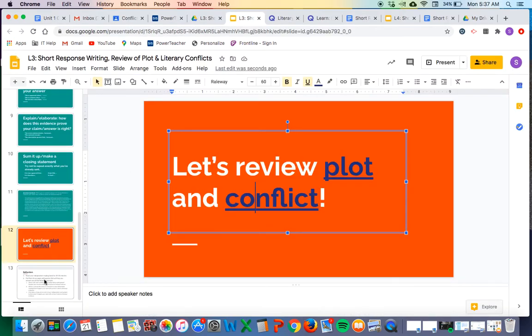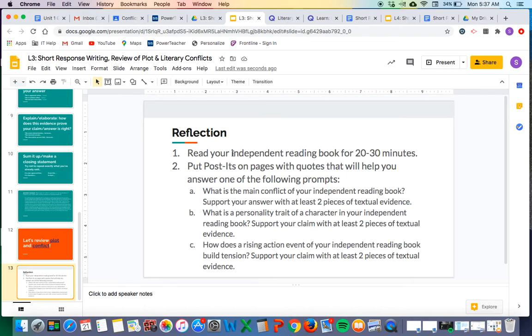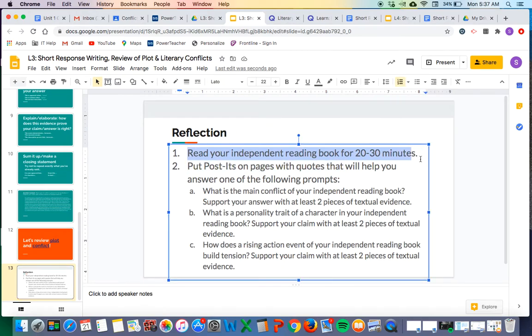Once you've played around with those, I would like for you to read your independent reading book for 20 to 30 minutes. And as you read your book, I would like for you to try to put post-its on pages with quotes that will help you answer one of the following questions. So you can pick to answer one of these 3 questions and take a look at them now and maybe make your decision before you start reading so that you know what kind of evidence you're going to need in your short response you'll write at the end of today's class.